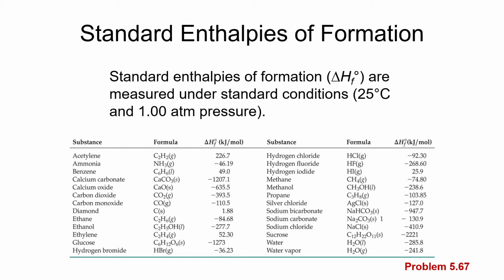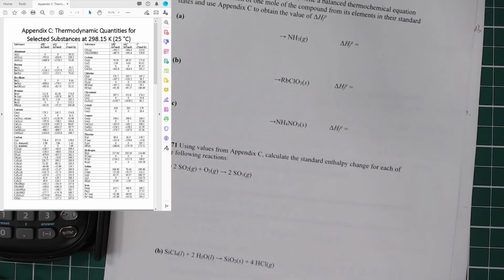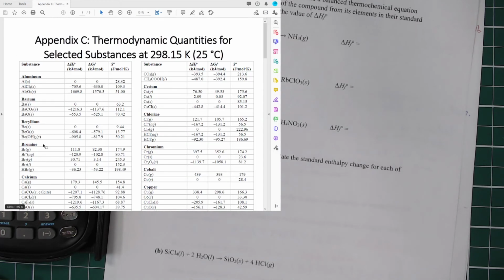So I'm going to switch over here where I've got Appendix C, and let me make Appendix C bigger here for just a moment for purposes of looking at this. On Appendix C, we've got the thermodynamic quantities for selected substances, and so you'll see a whole bunch of different substances here. And then you've got the delta H of formation as our first column.